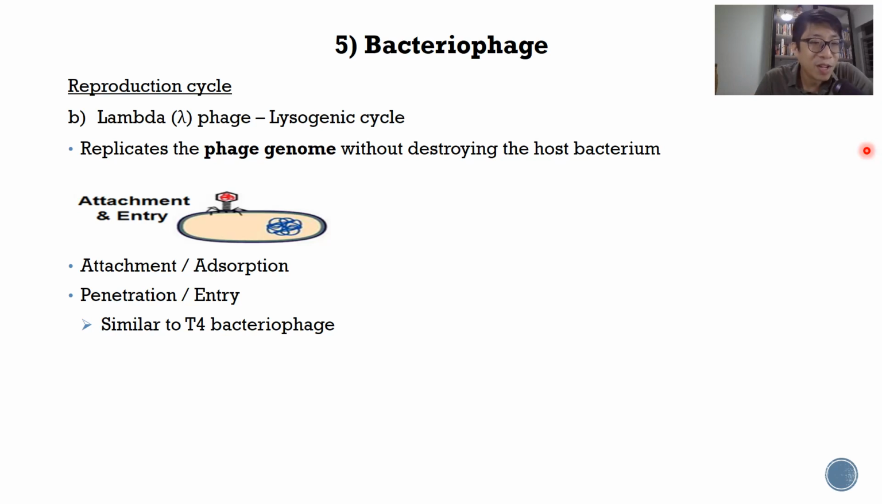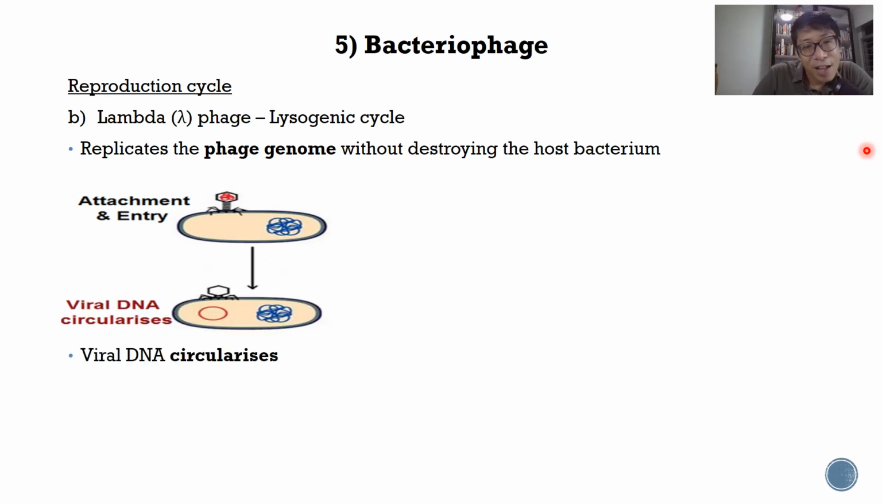So there will still be the contraction of the contractile sheath. The hollow tube of the tail will still puncture into the bacterial host cell, and the viral DNA will still enter the bacterial host cell. Now this is the difference between the lambda phage and the T4: for the lambda phage, the viral DNA actually circularizes first. This is not seen in T4.